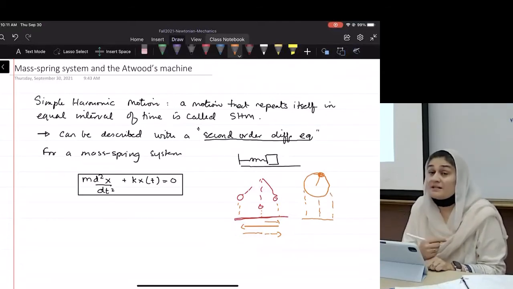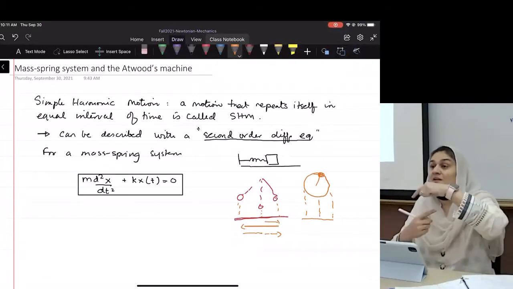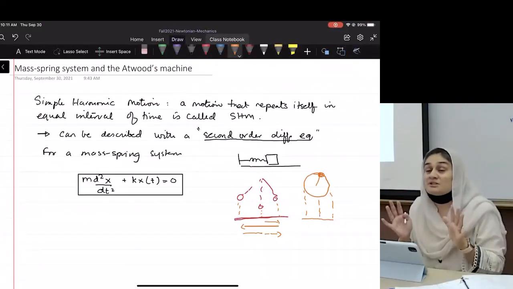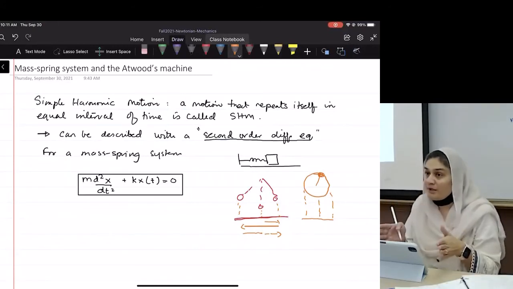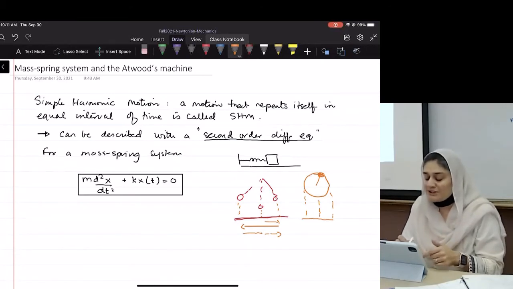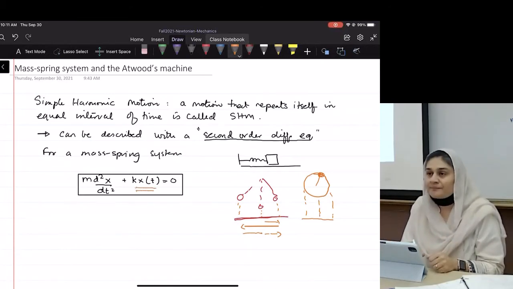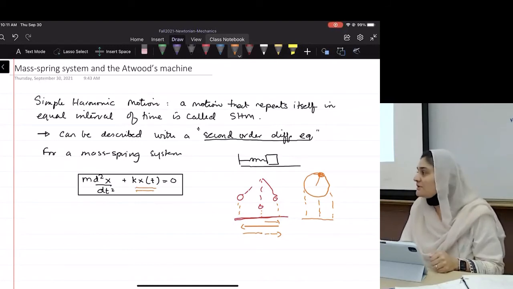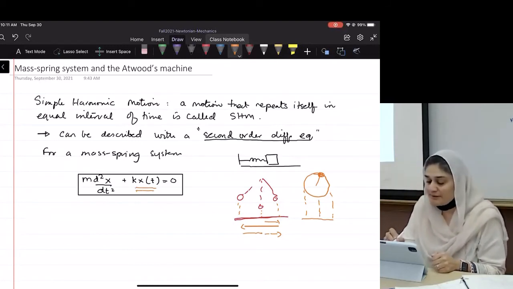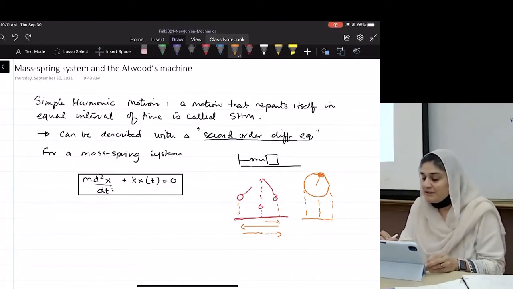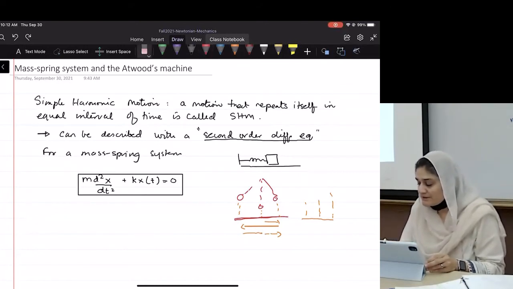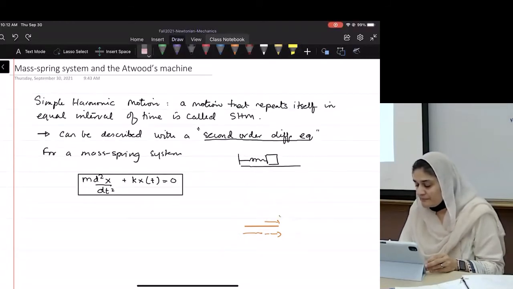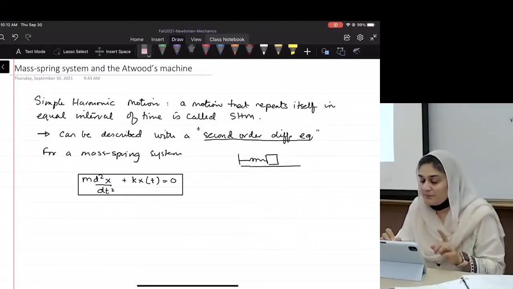So all of these kinds of motions that repeat themselves in equal intervals of time can be described by sort of the same second order differential equation. And the fun part is the form will change because this part will change, right? Depending on if you have a pendulum or depending on if you have a mass attached to a spring. But they are all described. So may I erase this? Because we will talk about them later.